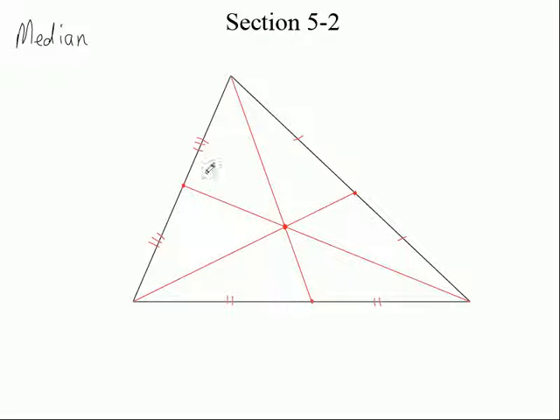Watch what happens here. This point, it's not equidistant from the vertices. It's not equidistant from the three sides like we had in the other situation in 5.1. But there is something that is special about this point. This is kind of interesting. From the vertex, listen very carefully, from the vertex to the point of concurrency is twice as big as from that point of concurrency to the midpoint of the opposite side.